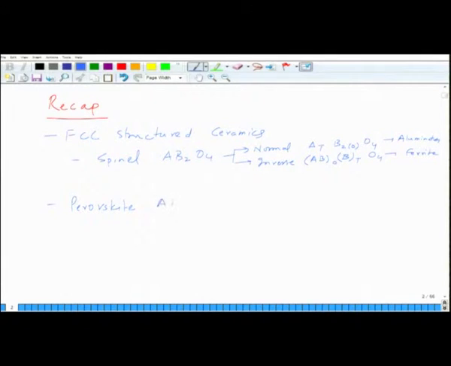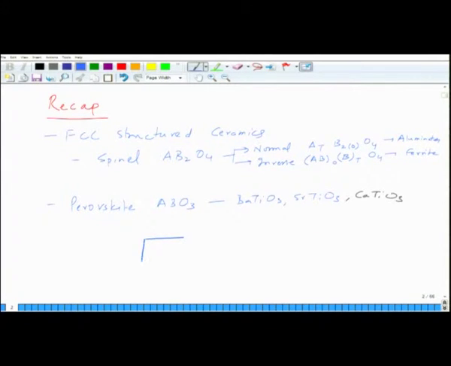Then we looked at the perovskite structure, which is based on the ABO3 formula unit, and these are compounds such as barium titanate, strontium titanate, calcium titanate, and so on. They follow this kind of structure, and this is basically based on a non-FCC packing.